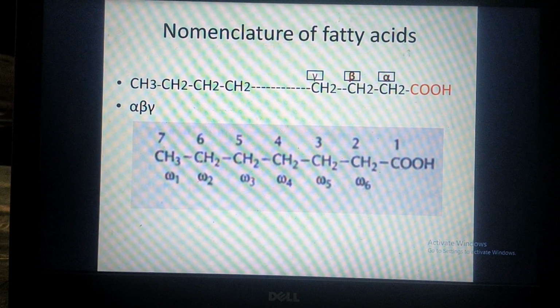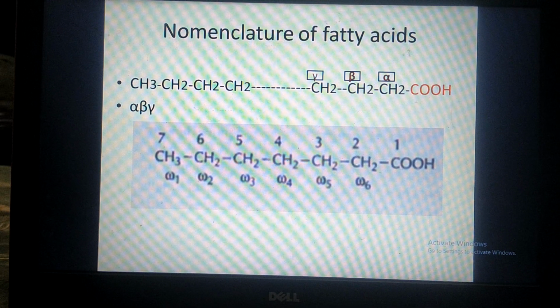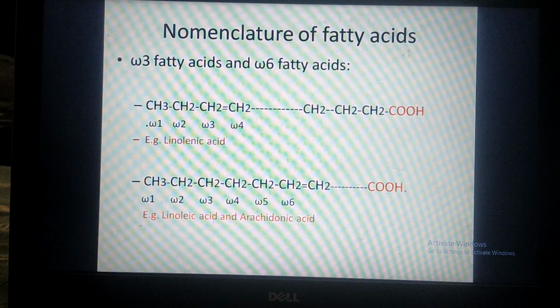Third way of naming is by giving numbers omega 1, omega 2, omega 3, and here the omega 1, omega 2, omega 3 start from the methyl end of the fatty acid. That methyl end is also called the omega end. Next is omega 3 fatty acids and omega 6 fatty acids.